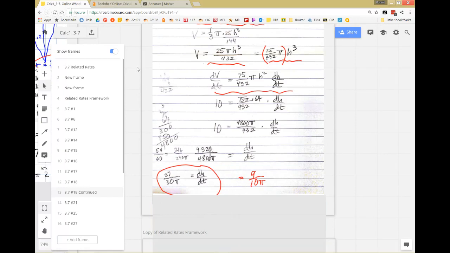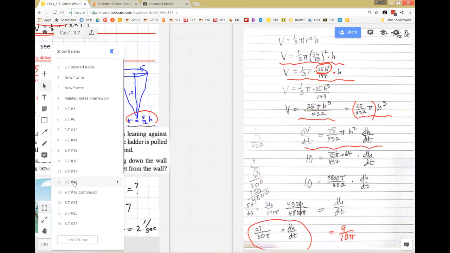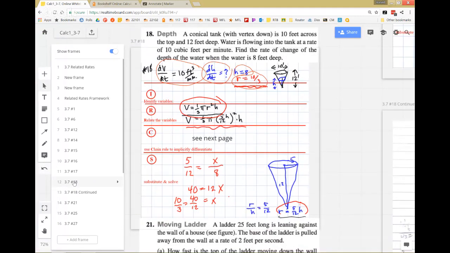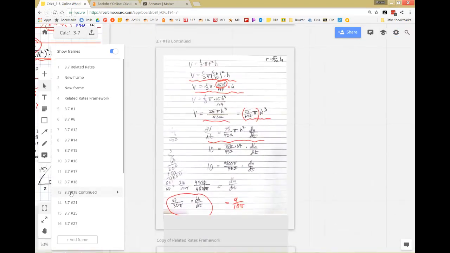I've got to look back at the problem. So let's look back. The problem was find the rate of change of the depth of water. So that's not cubic feet. Find the rate of change of the depth, so that's going to be feet per minute. Okay, so let me just write that in there.